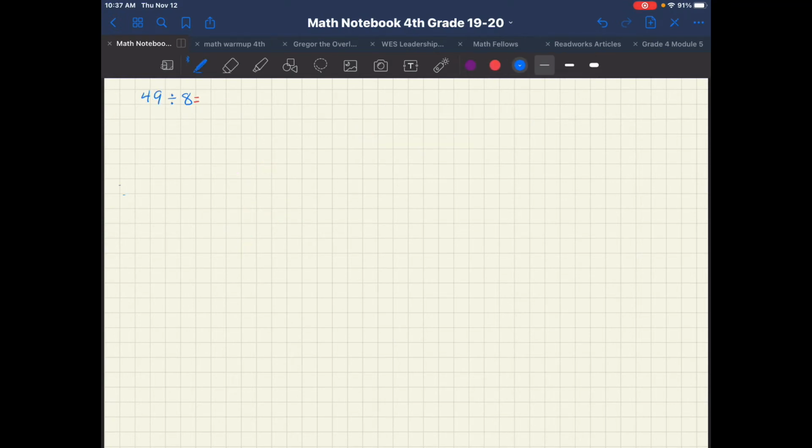Okay, 49 divided by 8. That means we want to know how many groups of 8 we can get out of 49. So I'm going to put an 8 over here to remind me I'm looking for groups of 8. And I'm going to start drawing an array that is 8 across, because I want groups of 8. 1, 2, 3, 4, 5, 6, 7, 8. 9, 10, 11, 12, 13, 14, 15, 16, 17, 18, 19, 20, 21, 22, 23, 24.